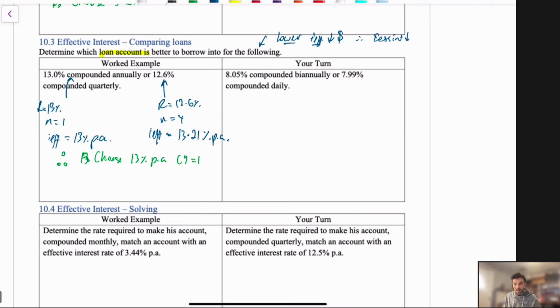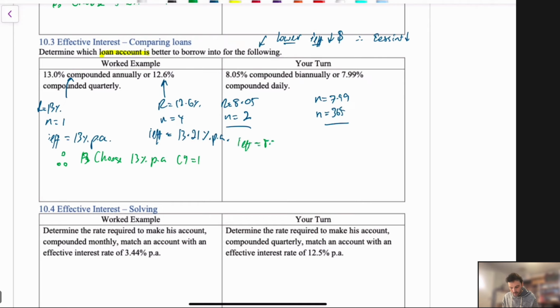We're just going to go through the answers here. So press pause, find the answers, and then press play when you think you've got them. So this is 8.05%, and the N is going to be biannually, so 2. The other one is 7.99%, and that's 365. Let's go through our answers now.